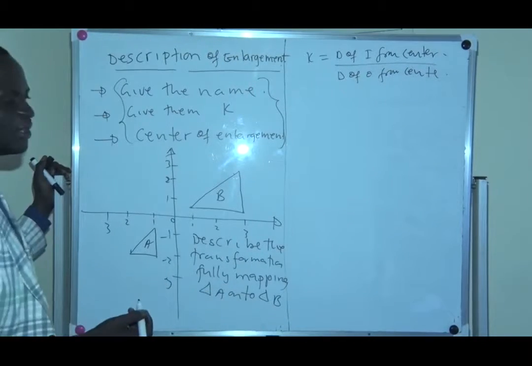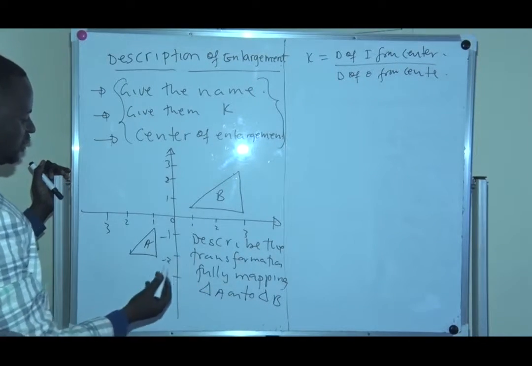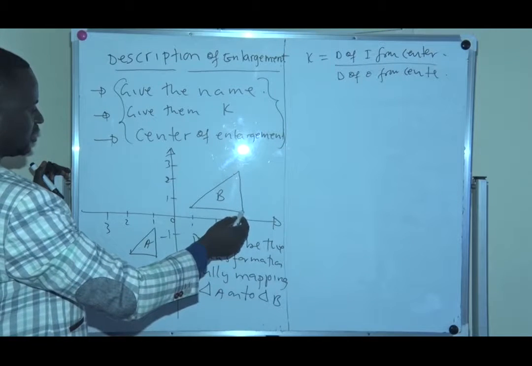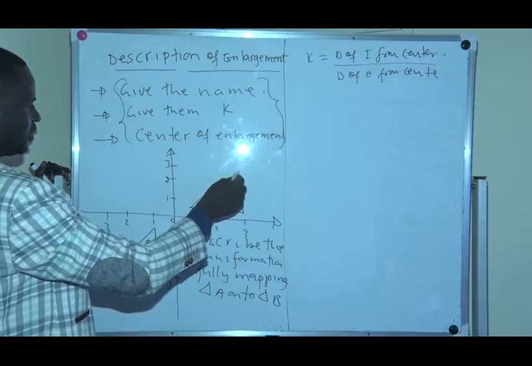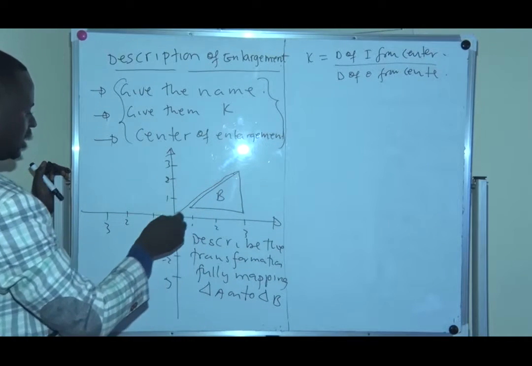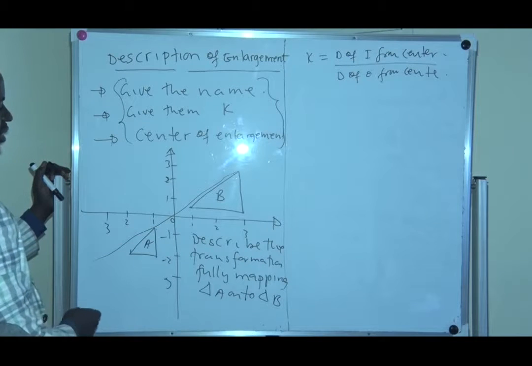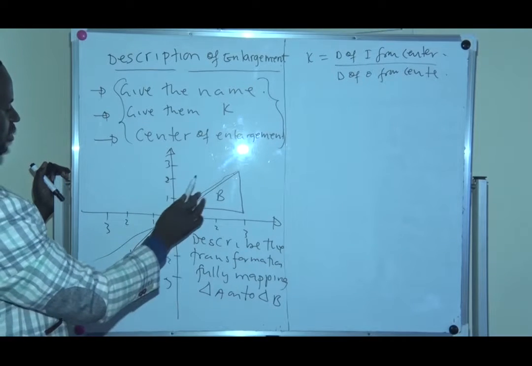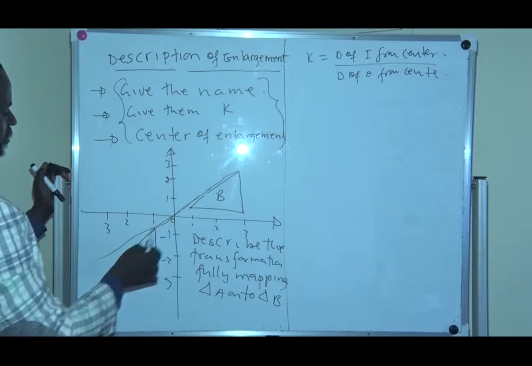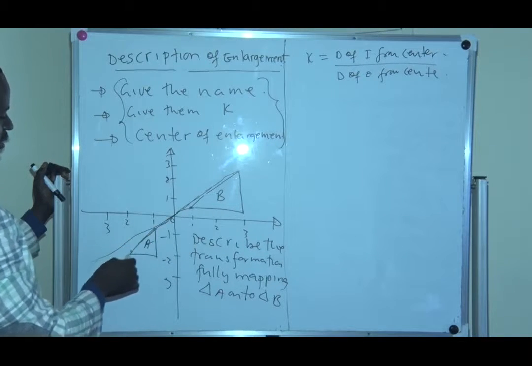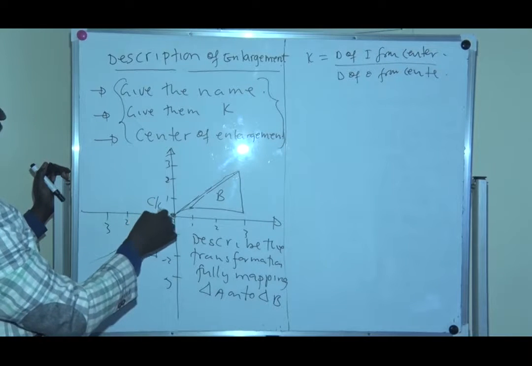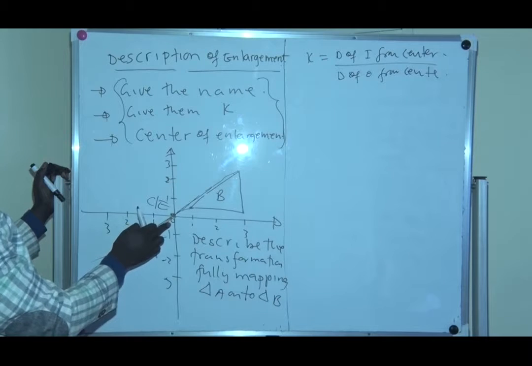And do you know how to find the center of enlargement? Just join 2 corresponding points. For example, this point here corresponds to this point here, so you join them with a ruler. And also this point here, and this point here corresponds to that point, so you can see they are meeting here at O. So that is the center of enlargement. It means the center is O.